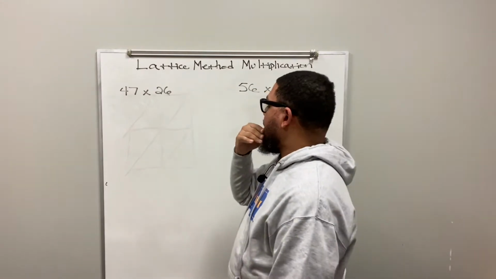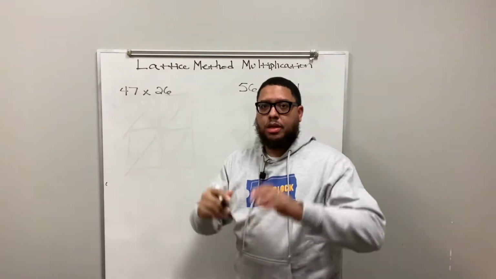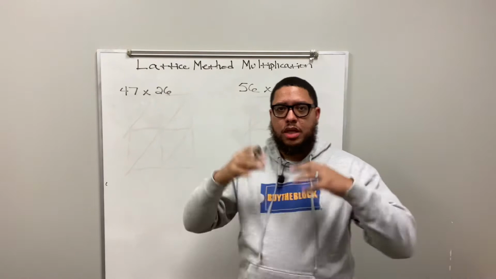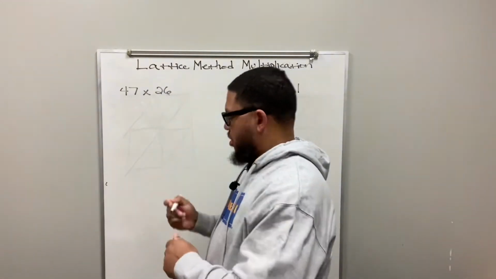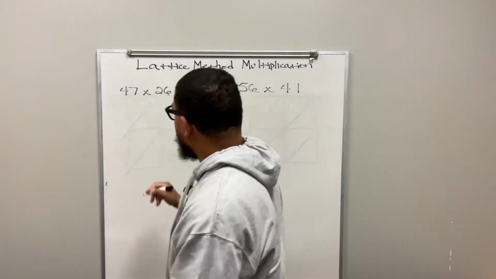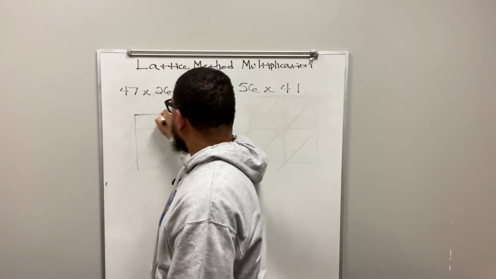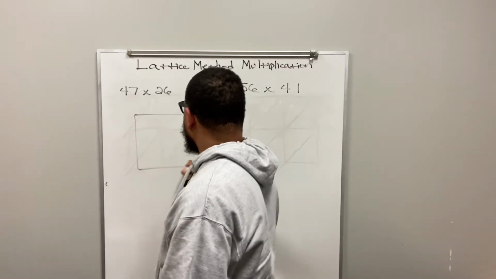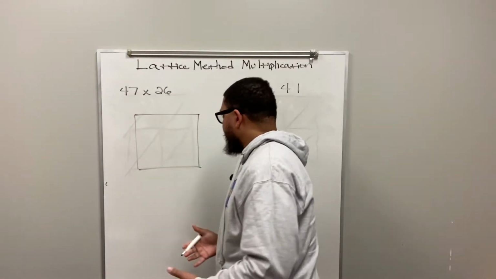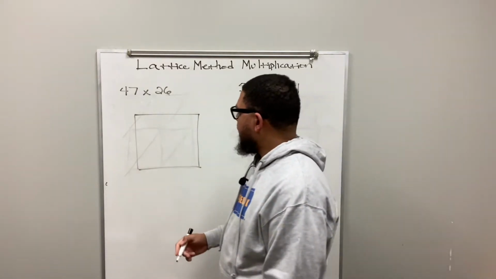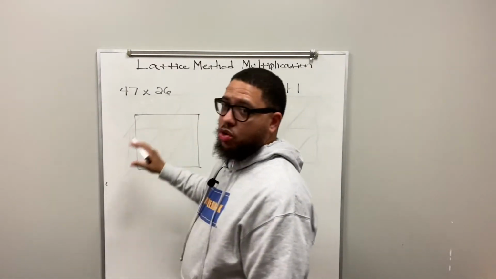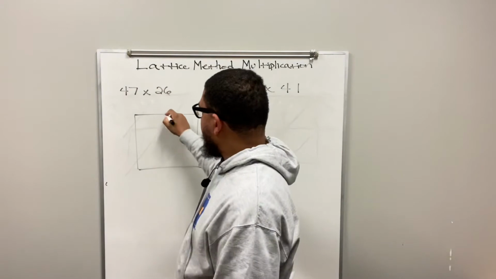So what I'm gonna do is create the diagram that's needed in order to implement the lattice method, all right? So first you draw a box, right? It's a basic box. It could be a square or something that is close to a square, right? And then you wanna section it off. You wanna create quadrants.